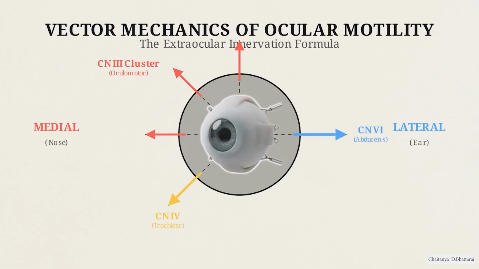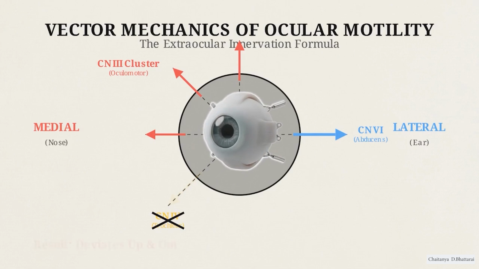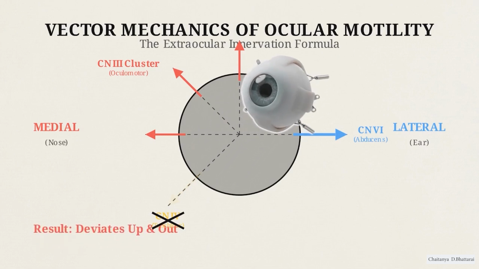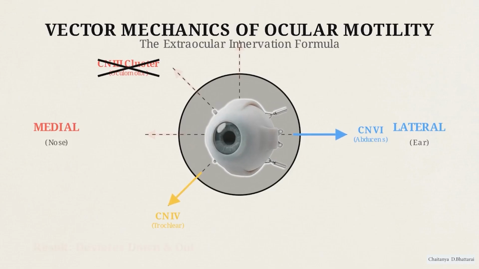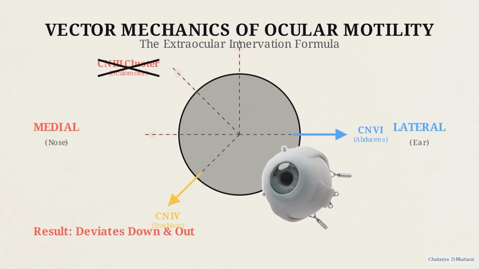If we restore nerve 6 and simulate a cranial nerve 4 trochlear palsy, the superior oblique vector fails. Unopposed tension forces the eye to mechanically deviate upward and outward. Finally, a cranial nerve 3 oculomotor palsy causes a massive loss of multiple muscular vectors. Only the lateral rectus and superior oblique remain active, dragging the eye severely down and out.